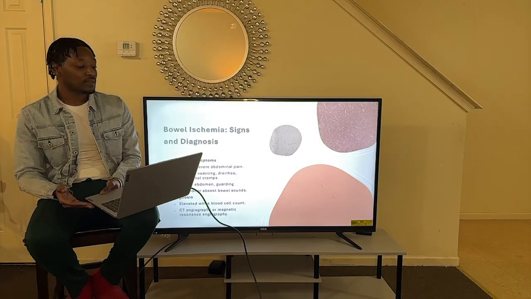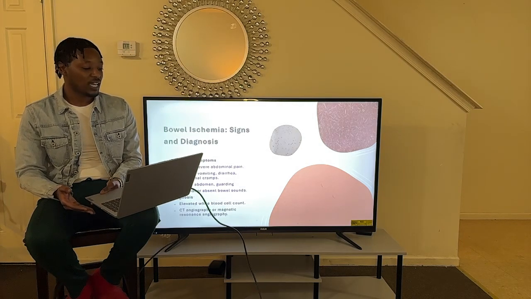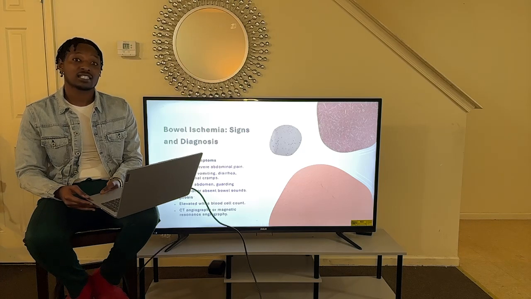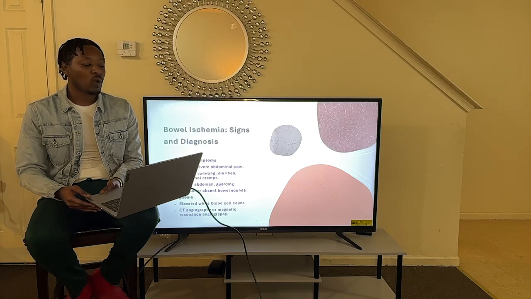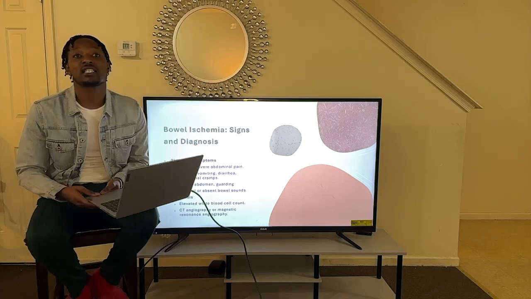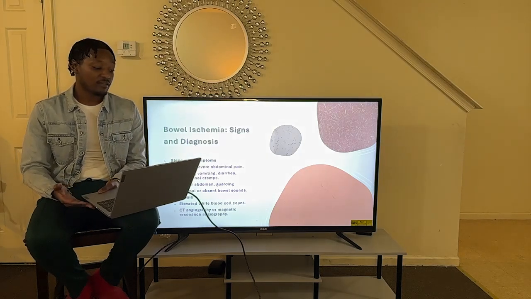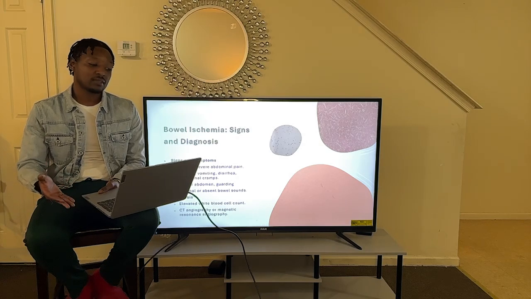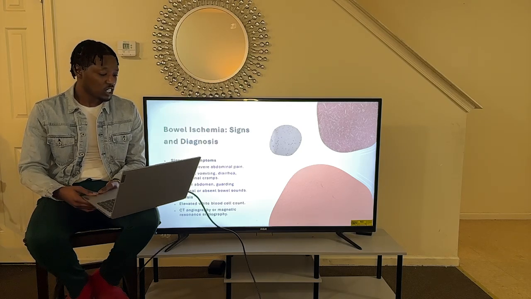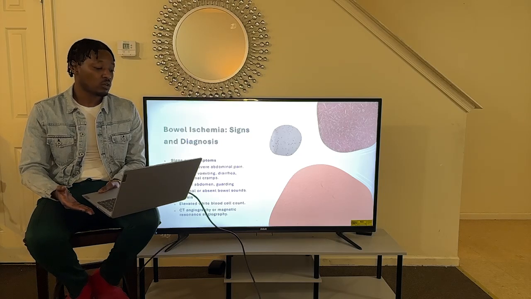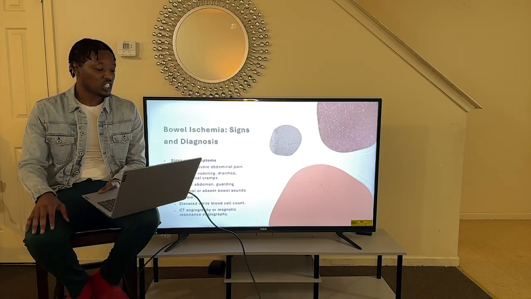Signs and symptoms and diagnosis. This includes sudden severe abdominal pain, nausea, vomiting, diarrhea, abdominal cramps, a tender abdomen, guarding of the abdomen, and minimal or absent bowel sounds when you auscultate the abdomen. Diagnosis includes elevated white blood cell counts. When you get your CBC and they check the numbers of your white blood cells, if the white blood cell count is elevated, this is a sign of bowel ischemia. A CT scan, angiography, or magnetic resonance angiography, MRI pretty much. CT scans or MRIs are pretty much how they're going to diagnose bowel ischemia.